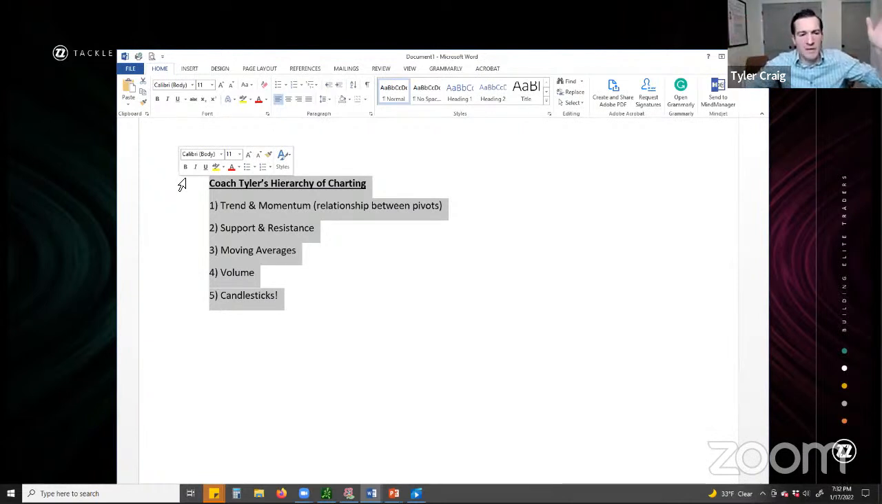Trend and momentum, big picture. Support and resistance, like where's the next floor and ceiling? A little closer. Moving averages is kind of part of analyzing trend. And then volume and candlesticks is like right here, right now. Are we seeing signs of buying or selling? Are we seeing signs of accumulation or distribution? What do the candlesticks say? That's the nitty gritty. So anyways, that's the breakdown. Okay. That's the breakdown.